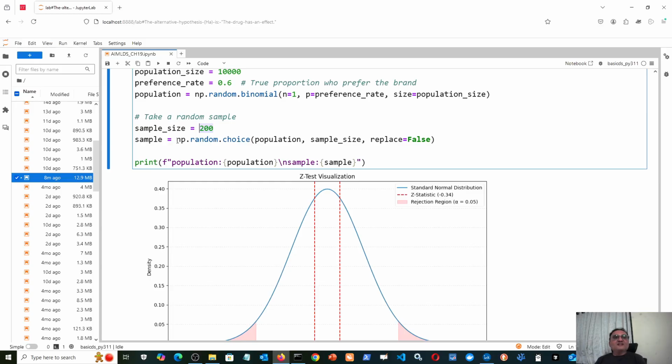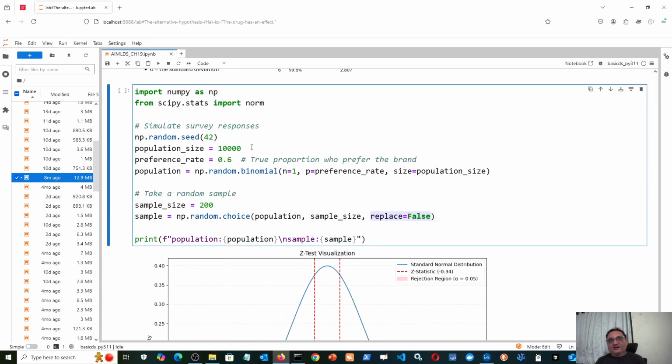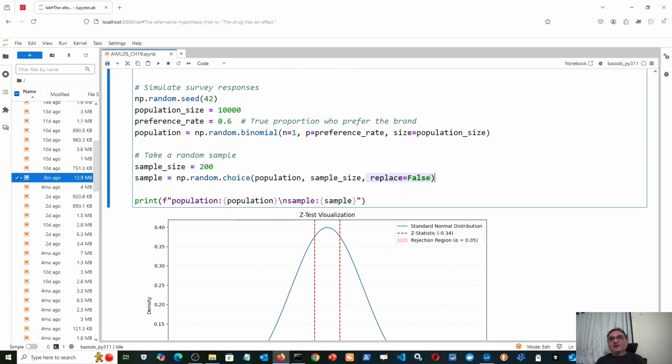So then you can say that the sample will be np.random.choice from the population, with the sample size, and take the sample with replacement equal to false. That means don't ask the question to the same person again. If you have asked the question to one person, then that person is now out of your prospective persons whom you will ask the question, right? So you are doing sampling without replacement, okay?